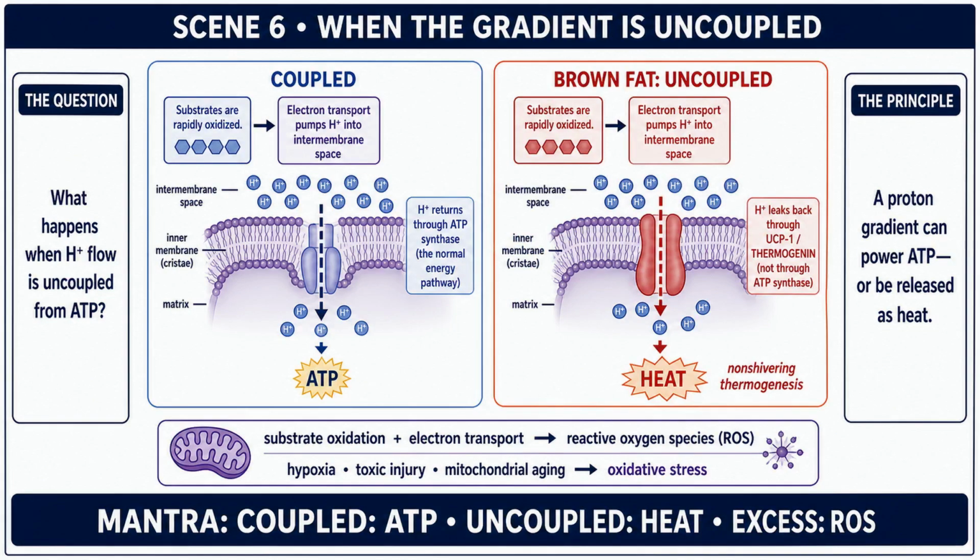The electron transport process does not always have to remain coupled to ATP production. In brown fat, a protein called thermogenin, or uncoupling protein 1, can transport hydrogen ions across the inner membrane and dissipate the proton gradient.